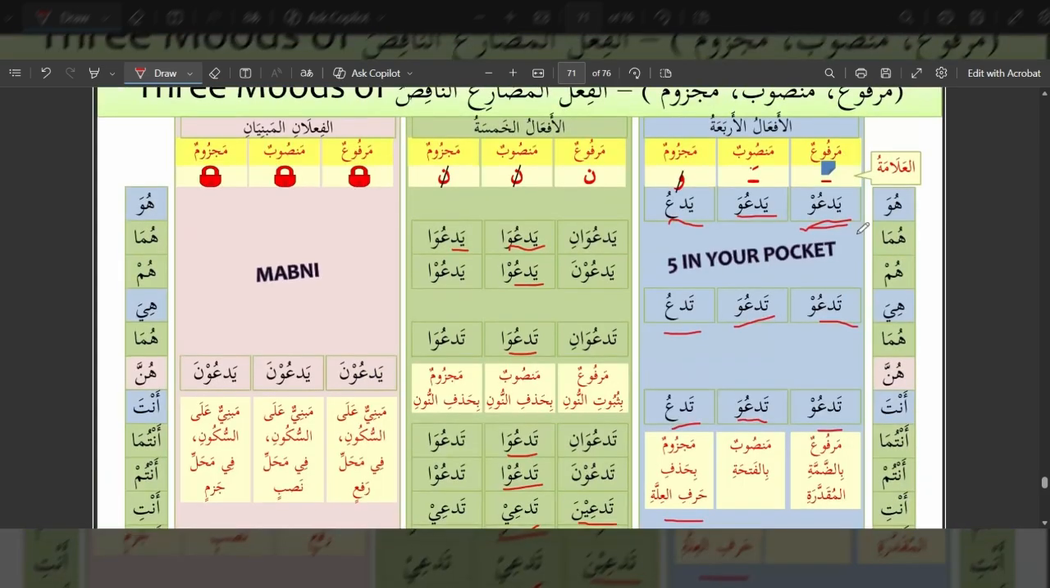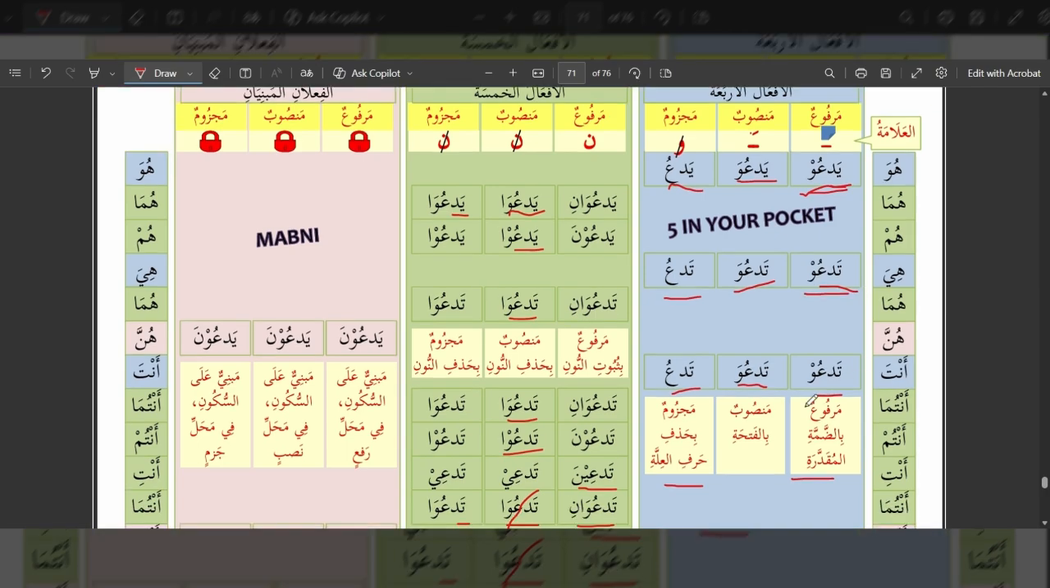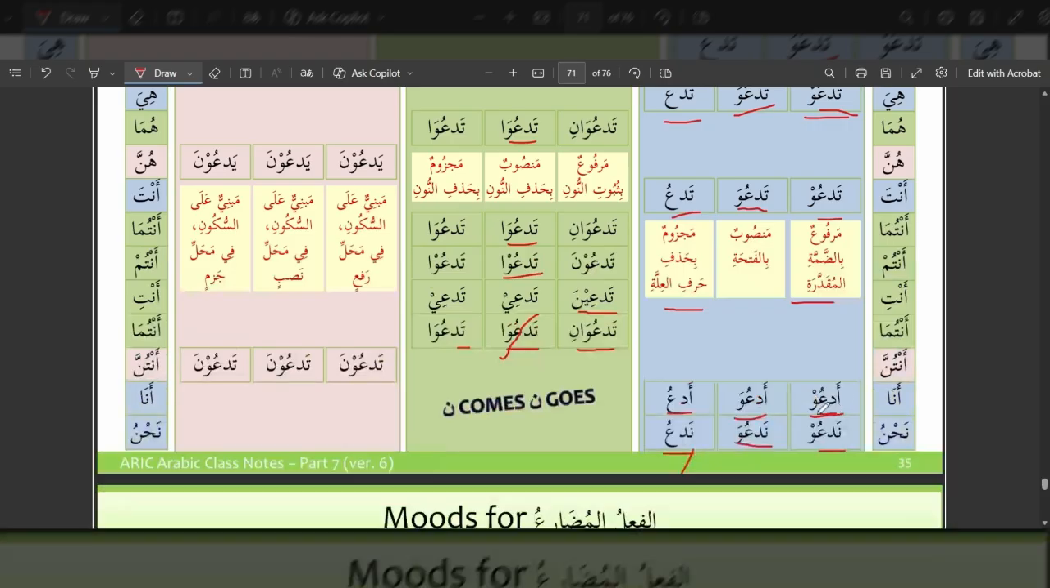So in the marfu form, the marfu is shown as marfu bid dammatil muqaddara, which means the marfu is shown with the dhamma that is hidden. So the original letter here is yad'u, but as we learned earlier, the last waw, the last dhamma is dropped and we get a sukoon instead. So therefore this becomes yad'u. For hiya it becomes tad'u, for anta tad'u, for ana ad'u, and for nahnu nad'u.